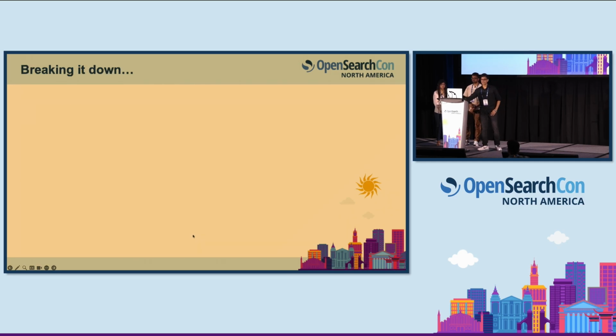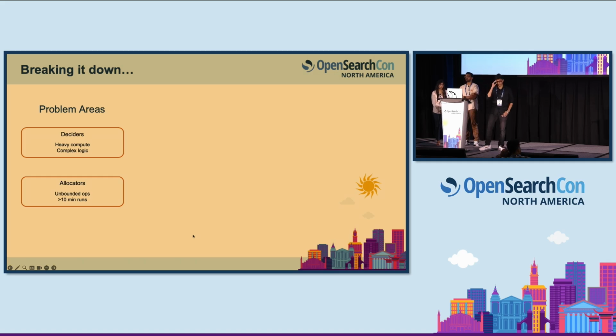So let's try to break it down. What are the problem areas? Deciders are currently heavy compute. The logics are very complicated. And the problem with the allocators is they have unbounded operations, as Arpit talked about. It currently goes on and on to run beyond 10 minutes, which probably can be broken down into multiple subtasks instead of running it in one go. And they were already doing wasteful work, so we can cut that short as well.